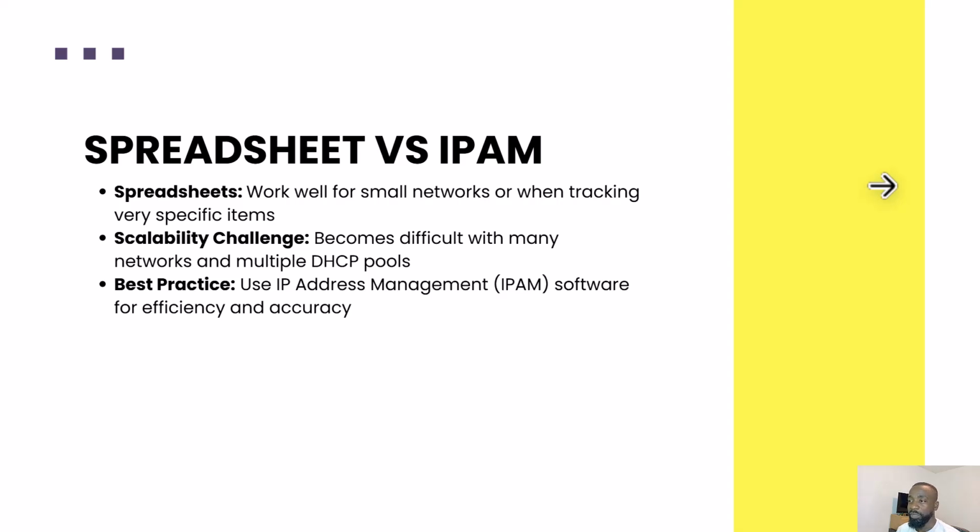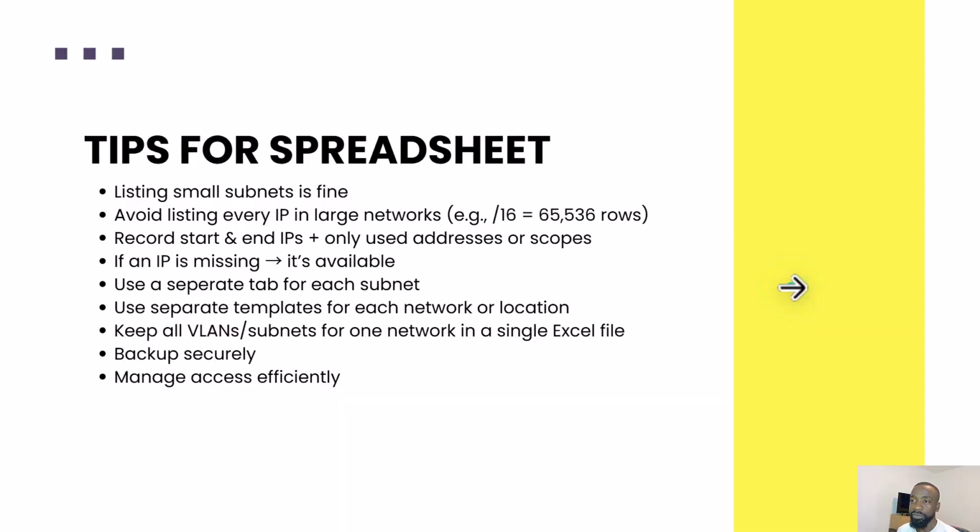Then the next slide is tips for spreadsheets. Now, if you're in a small network and you're going to be using spreadsheets, or you're in a medium network and you want to use spreadsheets, ensure you are listing small subnets, right? If you're listing small subnets, it's fine. So if you have a subnet that contains 254 IP addresses, you can list all of them in a spreadsheet and that'll be fine. If you have something like a /16 that has loads and loads of IP addresses, right?